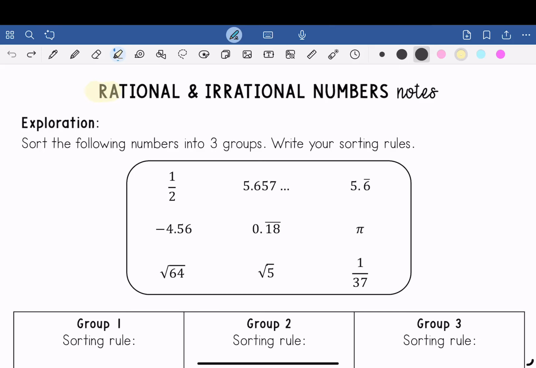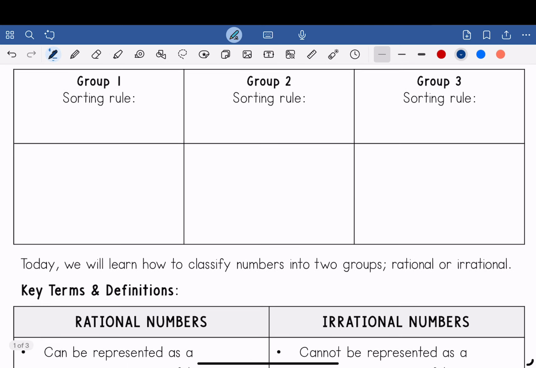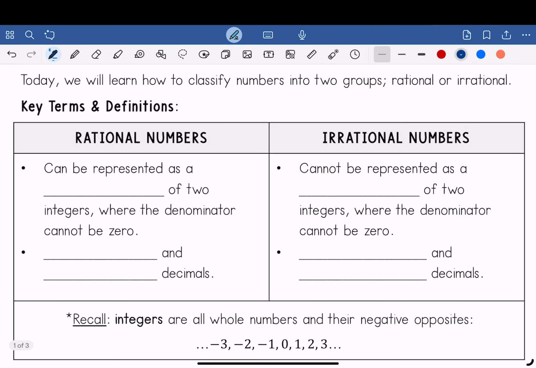Rational and irrational numbers. Notes. So today we will learn how to classify numbers into two groups, whether it's rational or irrational.